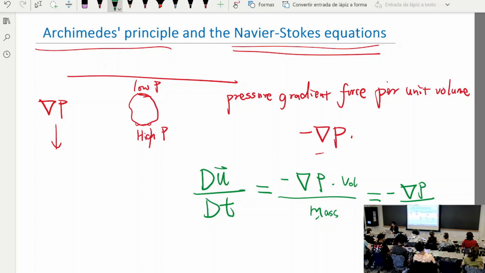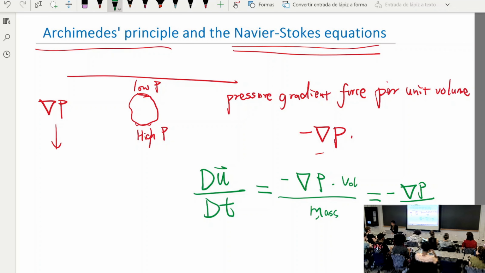So this equation, du/dt equals minus grad P over rho, is the first version of our Navier-Stokes equation. It's just the acceleration equal to the pressure force. One thing you have to get used to is that whenever you have force per volume, you get acceleration by dividing by density, which is mass per volume. So that's basically it.